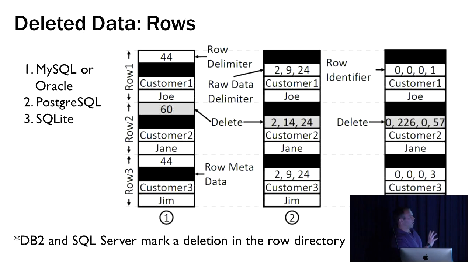Now, I left out DB2 and SQL Server because they don't mark the row data. Instead, they mark the row directory. And remember, the row directory stores a pointer to each individual row in the page. What they do is null out this address. So to reconstruct a row in DB2 or SQL Server, you need to consider the address before and the address after and find the structure of a row somewhere in between those two values.